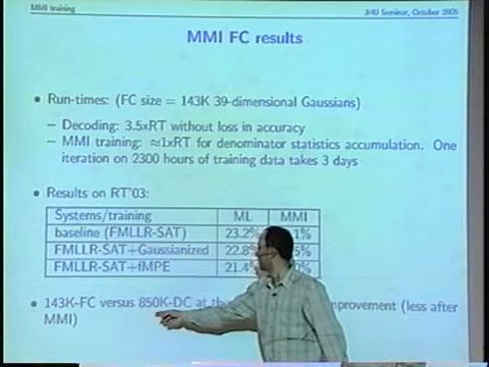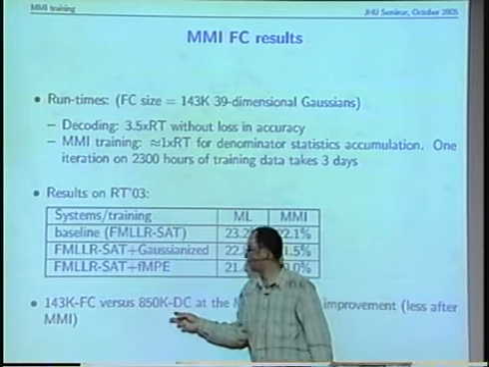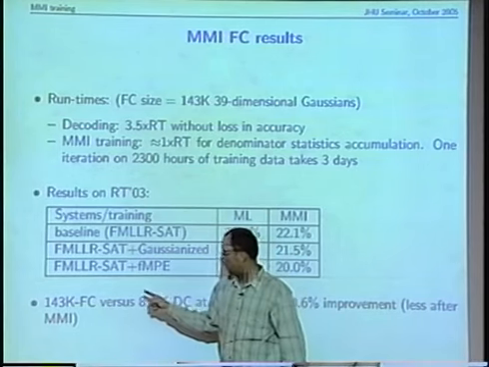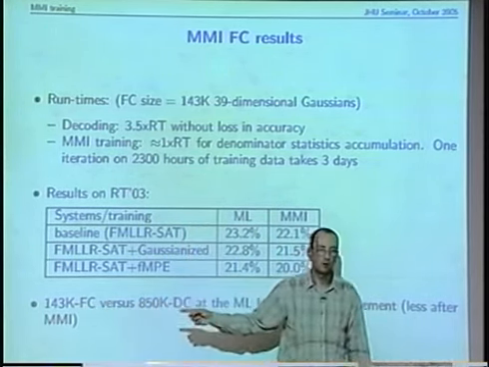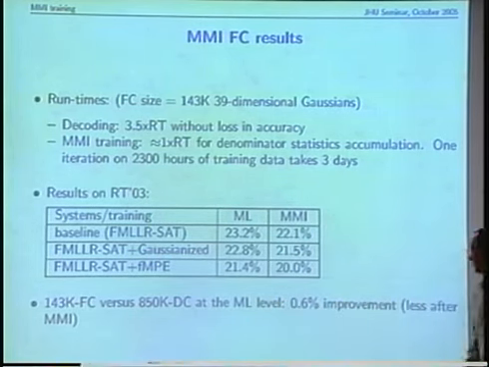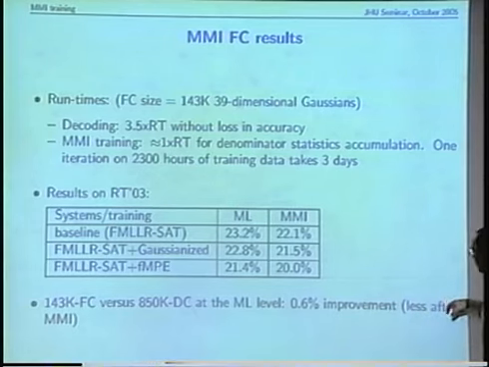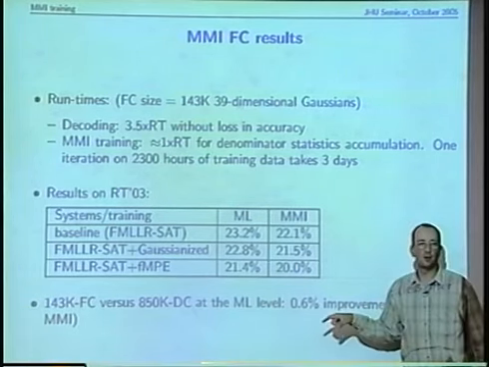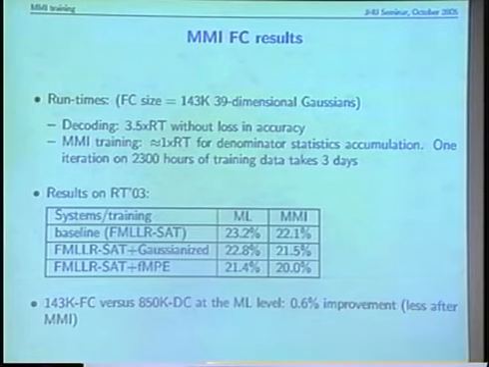And if we compare directly the performance of a 143K full covariance system versus an 850K diagonal covariance system, it's not quite a fair comparison, because if you compute the number of free parameters, the full covariance system has 30% more free parameters. But we see something like 0.6% improvement at the ML level. And this improvement tends to go away, unfortunately, once you do MMI. Somehow our procedure for doing discriminative training for diagonal covariance models is much more efficient yet.